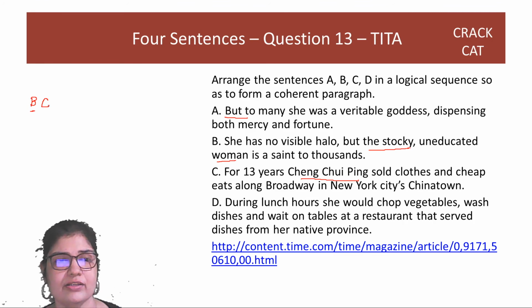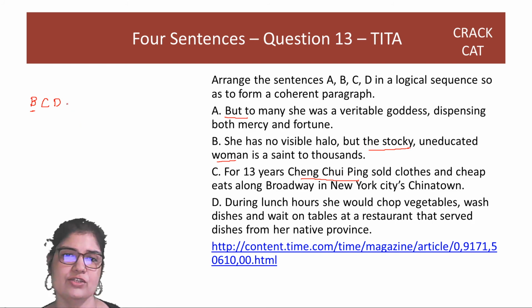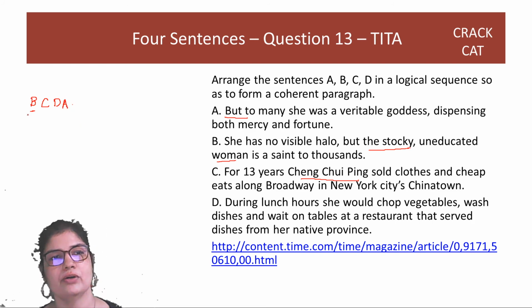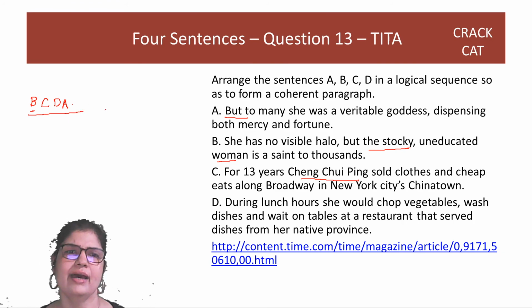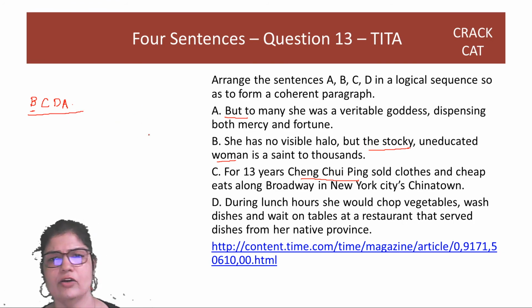Then you are saying for 13 years where you give the name. Once the name is given, you can start talking in terms of she. So it is D. And finally, during lunch hours, even if she is doing it, but to many, she is a veritable goddess. So your answer has to be B, C, D, A. And it's not difficult, it is a very clear order here.